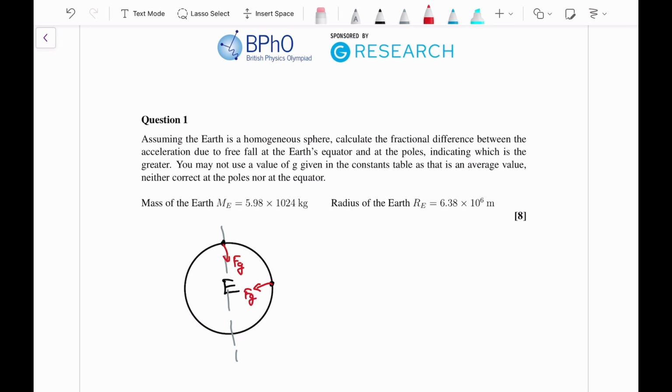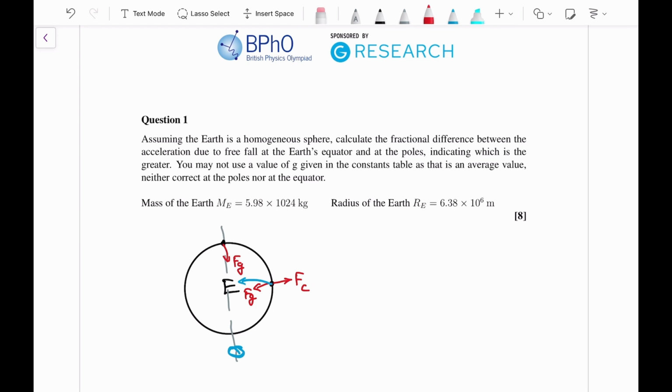However, for the object at the equator, as the Earth is spinning, this object will spin with the Earth as well. So it will go like this. And as a result, it will also experience a centripetal force, which opposes the force of gravity. And so essentially the gravitational acceleration will be smaller.